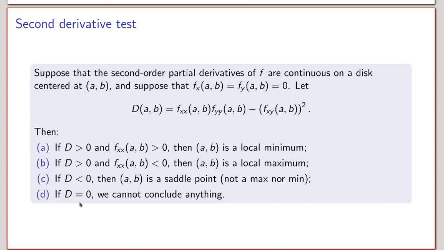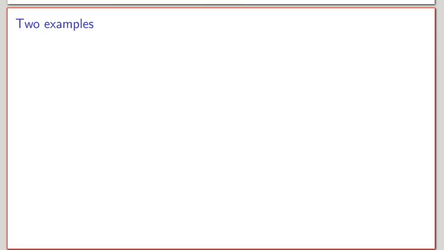Now, I'm not going to prove the second derivative test in this video, but what I'll do is give you two examples where we use the second derivative test to analyze the critical points of a function and determine whether they are local minima, maxima, or saddle points. For my first example, let me consider the function f(x, y) equal to x squared plus y squared.